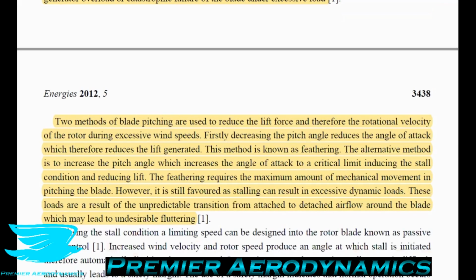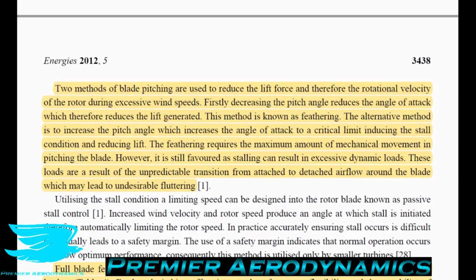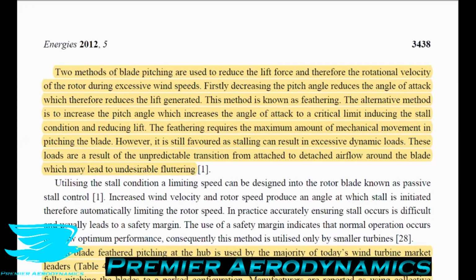Two methods of blade pitching are used to reduce the lift force and therefore the rotational velocity of the rotor during excessive wind speeds. Firstly, decreasing the pitch angle reduces the angle of attack, which therefore reduces the lift generated. This method is known as feathering. The alternative method is to increase the pitch angle, so then you're running the blade at such a high angle of attack that it stalls.